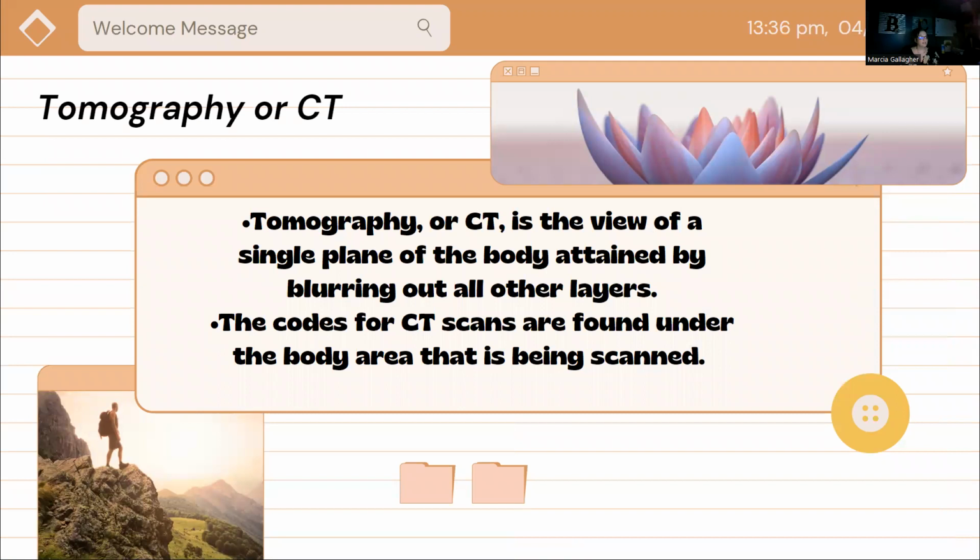Now we're going to talk about tomography or CT. Tomography or CT is the view of a single plane of the body attained by blurring out all the layers. The CPT codes for CT scans are found under the body area that is being scanned. So you're going to find your main term, like tomography or CT, and then you're going to go to your body area: CT scan of the brain, CT scan of the lungs. You're going to be breaking it down by the body area.